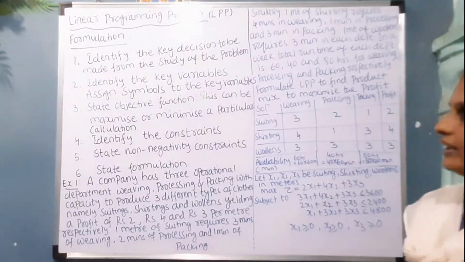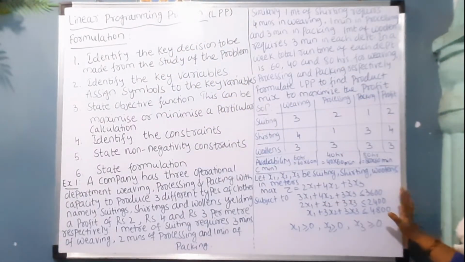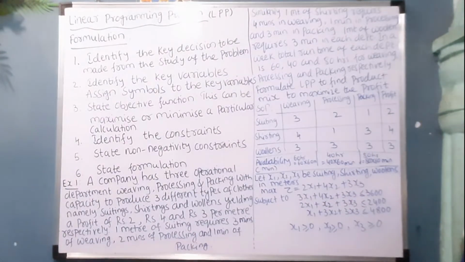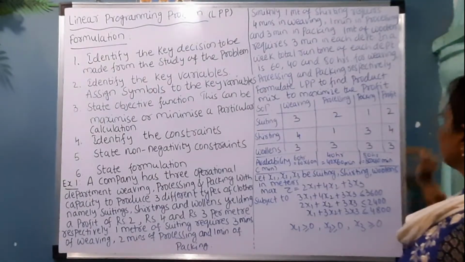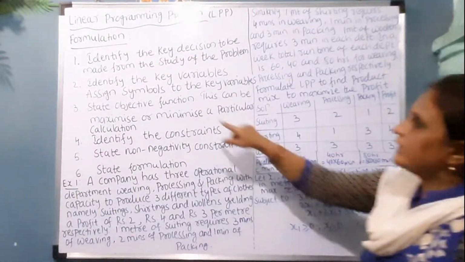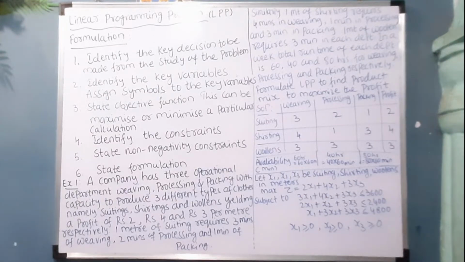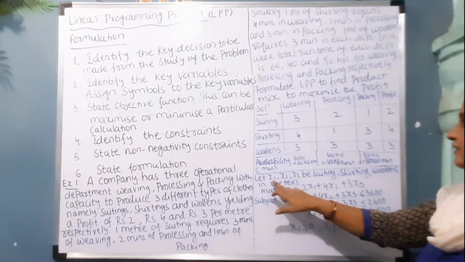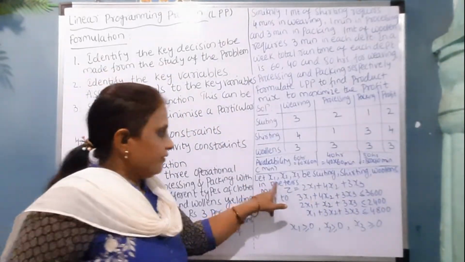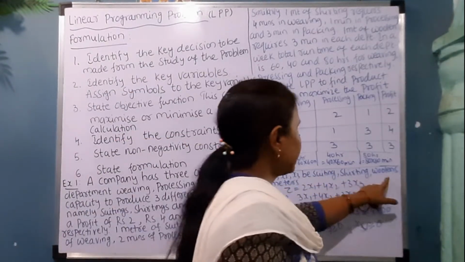Now the first thing is to identify the key decision to be made. What decision do we have to make? We have to make a decision such that profit is maximum. To have maximum profit, we should have maximum profit in suiting, shirting and woolen. So that's why we need key variables. Let x1, x2, x3 be 3 variables in meters. x1 represents suiting in meters, x2 shirting in meters, x3 woolens in meters.